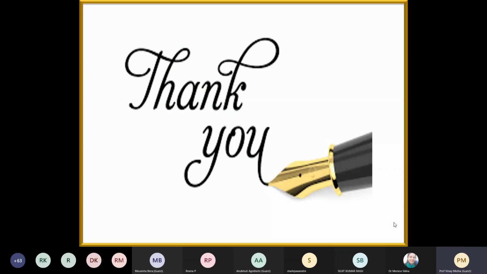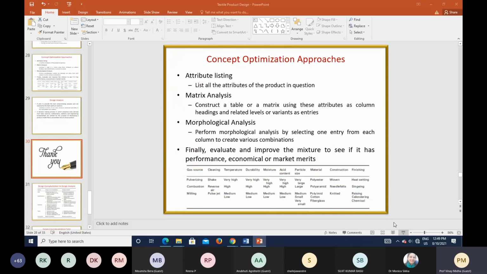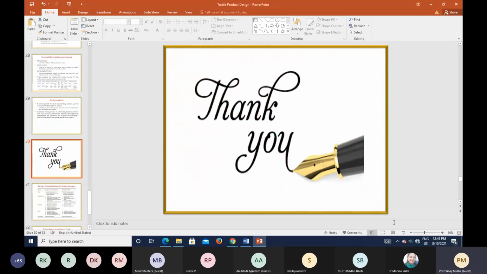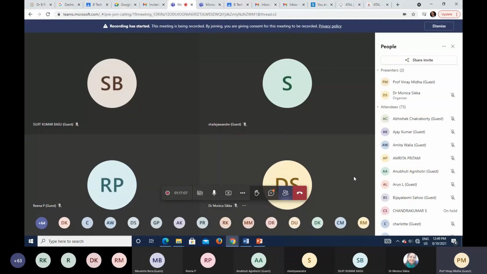This is all about the design. So this is in general the designing which I have discussed. Certain things you can say are specific to the textiles, but otherwise it is the general process for designing any product which can be implemented anywhere.